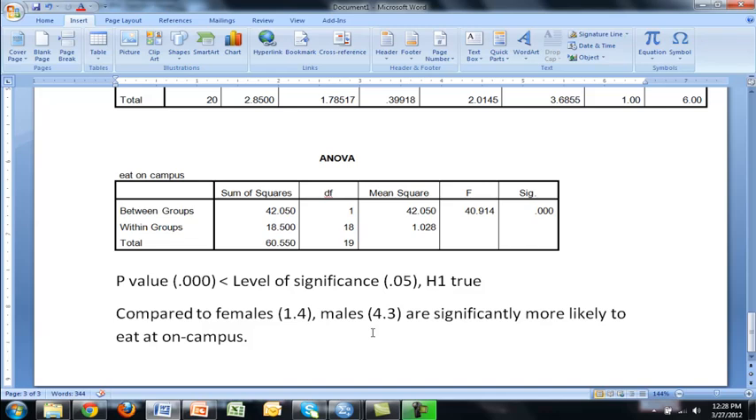And that concludes the ANOVA example. Try it on your own, please.